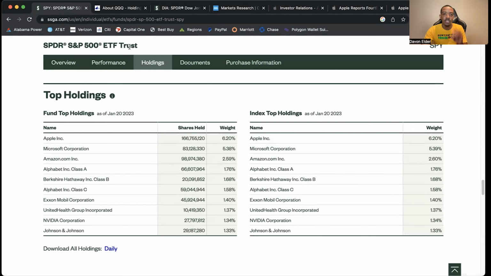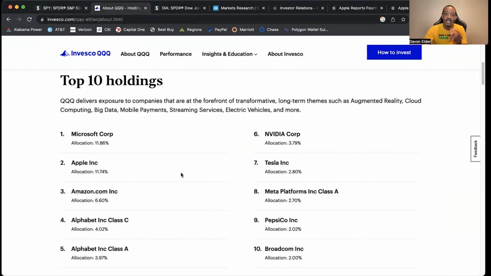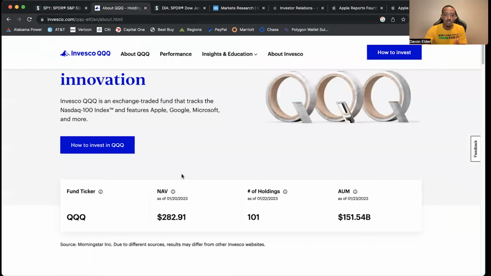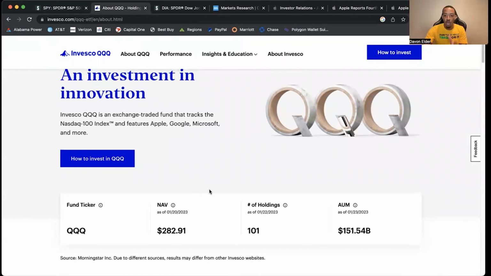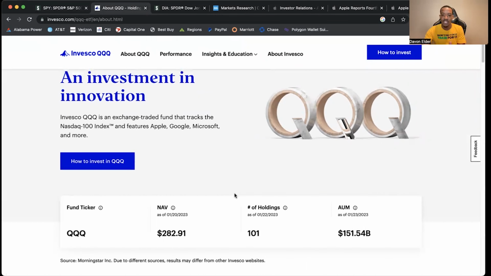The second ETF I want to talk about is QQQ. QQQ tracks the NASDAQ 100, so the largest 100 companies in the NASDAQ composite. That's what QQQ tracks, and it tracks a lot of technology companies. If you look at assets under management, it is $151.5 billion. So there's a lot of money behind this particular ETF.